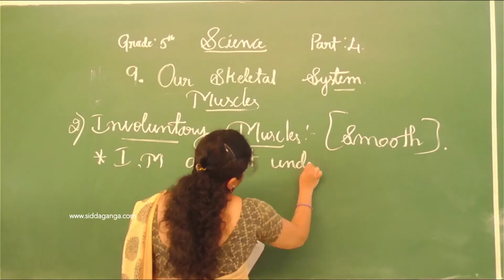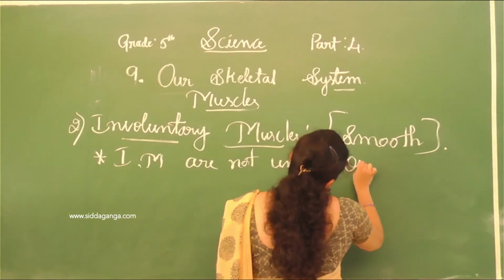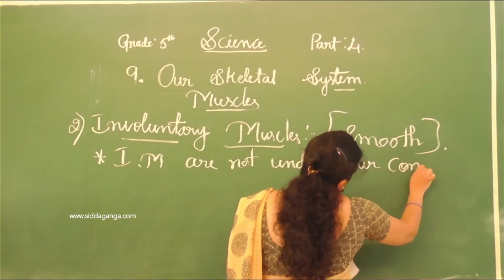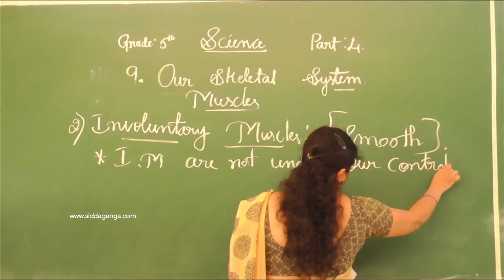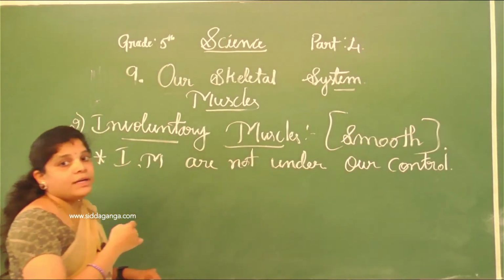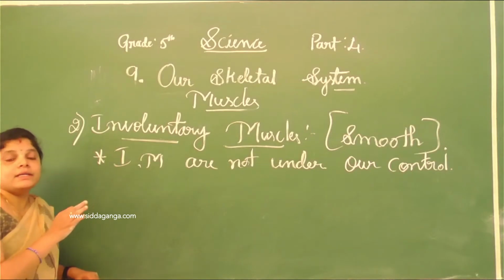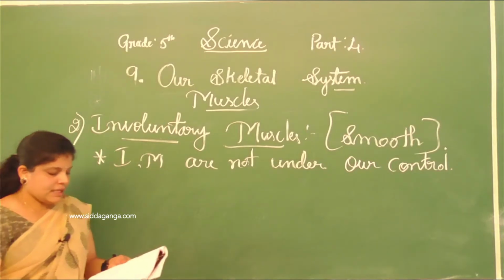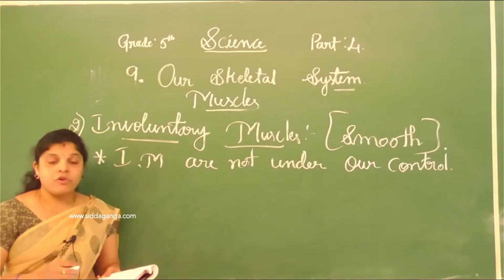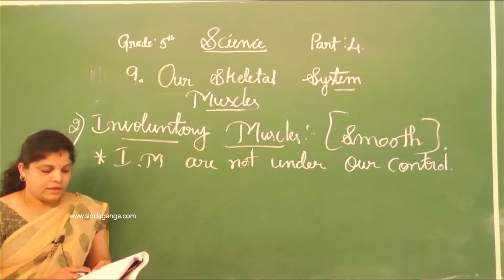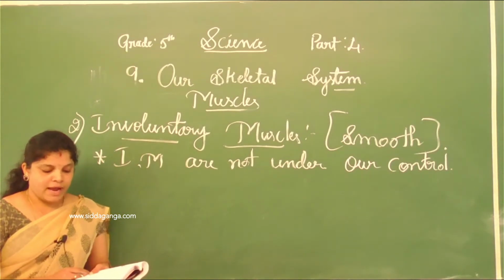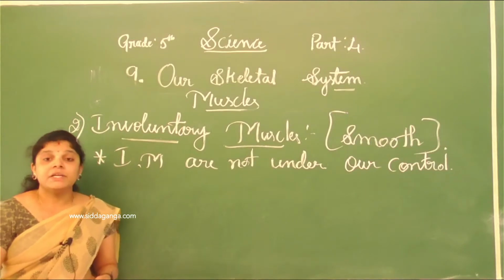Voluntary muscles are under our control, but involuntary muscles are not under our control. Okay, so the controlled actions like the movement of a foot, and in the alimentary canal the flow of blood and the movements of eye muscles, so we call them involuntary muscles.